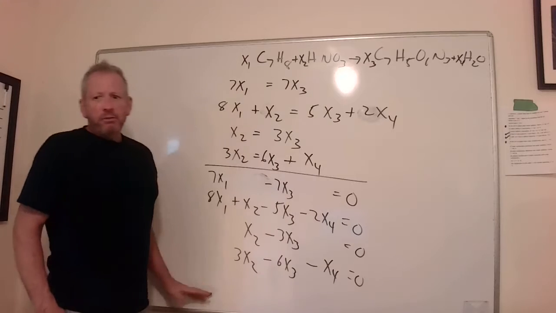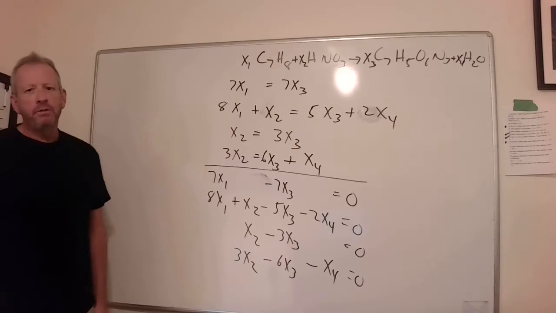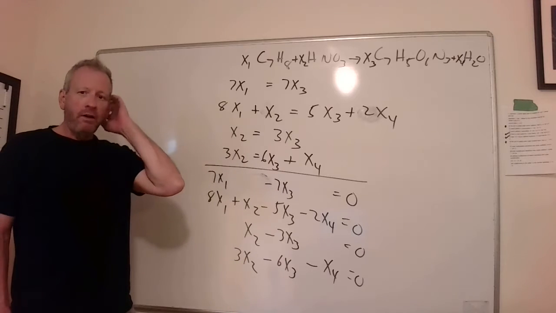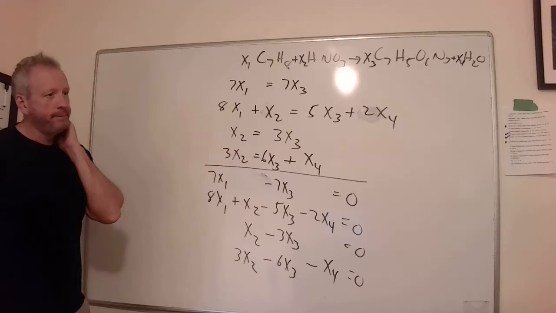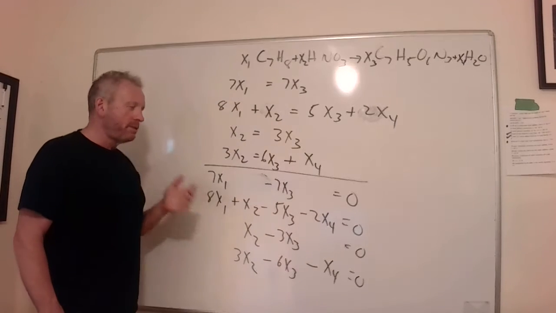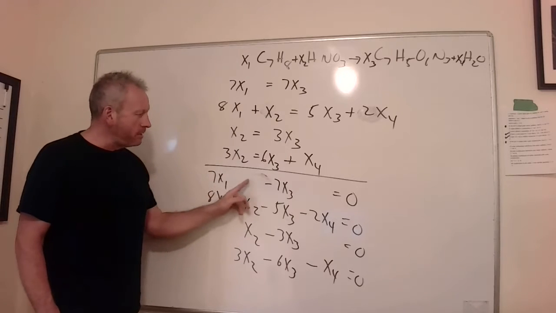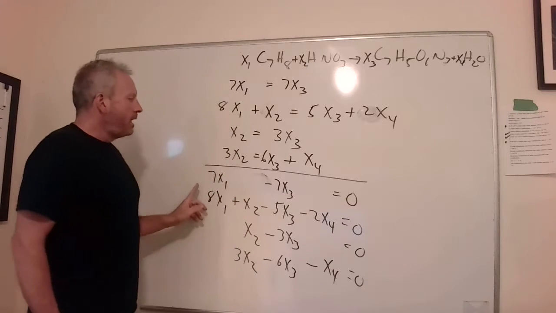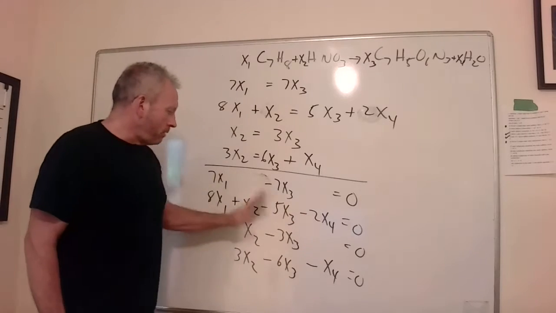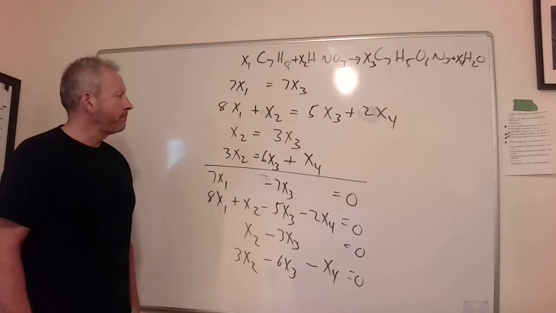I'm not going to bother to solve this right now, and I didn't say how you had to solve it. You can solve it by elimination, substitution, use your calculator, use a computer, software, whatever you want to do. If someone didn't tell me how to do it, I would probably go to a 4 equations and 4 unknowns solver online and just enter the coefficients. 7, 0, negative 7, 0, 0. 8, 1, negative 5, negative 2, 0, and so on and so forth. Press solve, and you get your answer. Ta-da, and there you go. Okay?